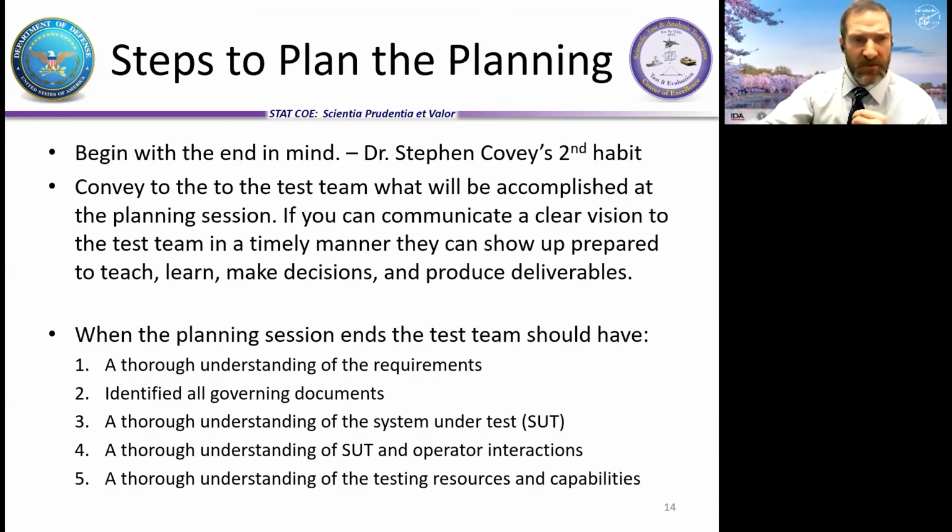So we went over the 5 W's: who, what, when, where, and why. So let's talk about the steps to planning. If we think about my little 3-block diagram in the beginning, now we're all the way on the left: planning the test plan. First of all, some of you may be familiar with the book 7 Habits of Highly Effective People by Dr. Stephen Covey, and his second habit was begin with the end in mind.